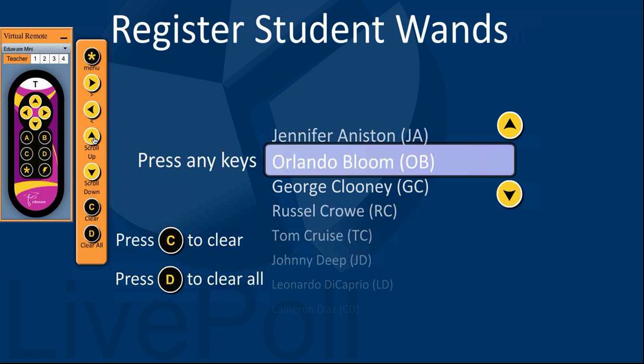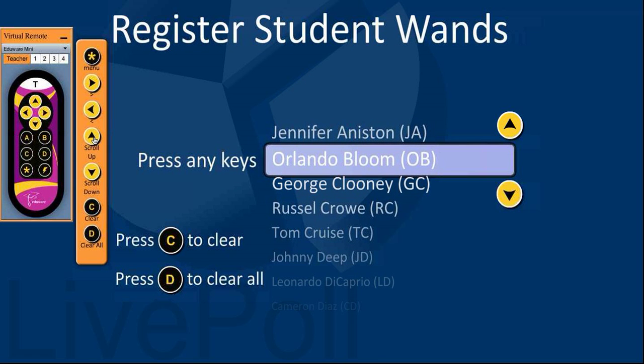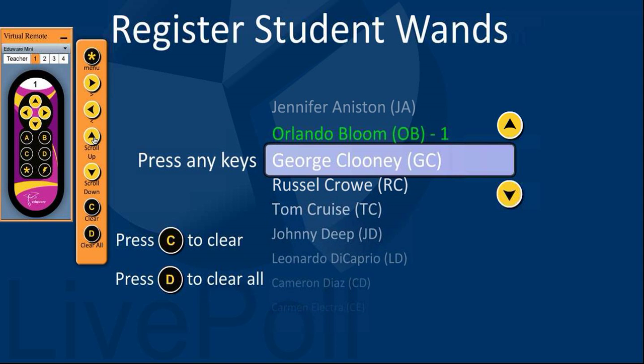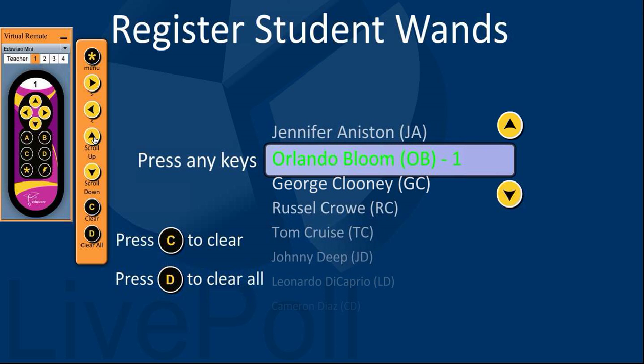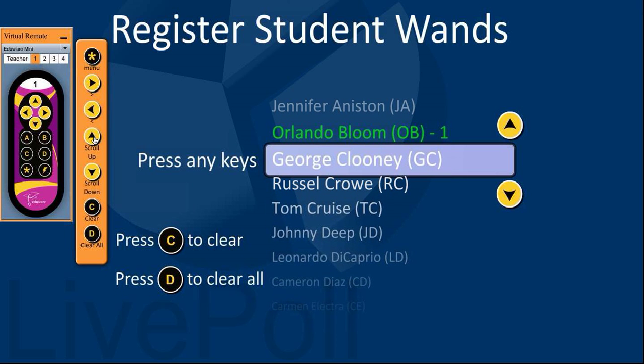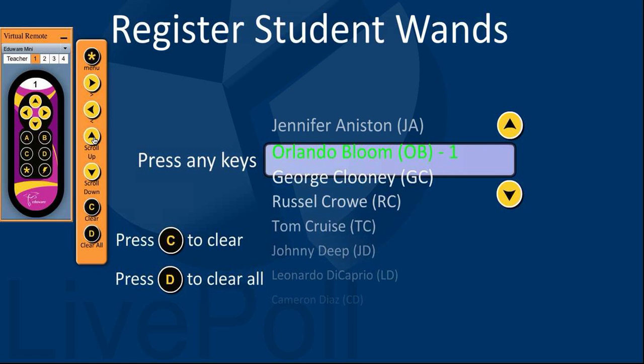Scroll over a name that you would like to select, and then a student using their remote, I'll switch to a student remote now, presses any button to select the current alias. In this case, you can see that this student, student 1, selected Orlando Bloom. I know that because Orlando Bloom's name highlighted in green and the 1 appeared next to his name.